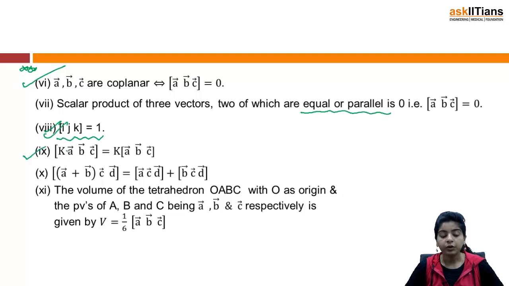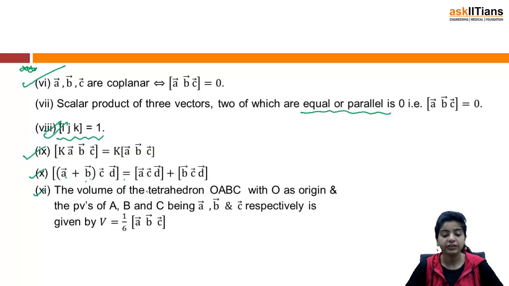Okay, if you have a quantity of this form, that is, we have k times vector A, then vector B, vector C, then you can take that k outside and write it as k times the scalar triple product of A, B, C. Okay, this one again we have already discussed. If we have the first vector of the form A plus B, then you can just split it up and we'll get the scalar triple product of A, C, D plus B, C, D.